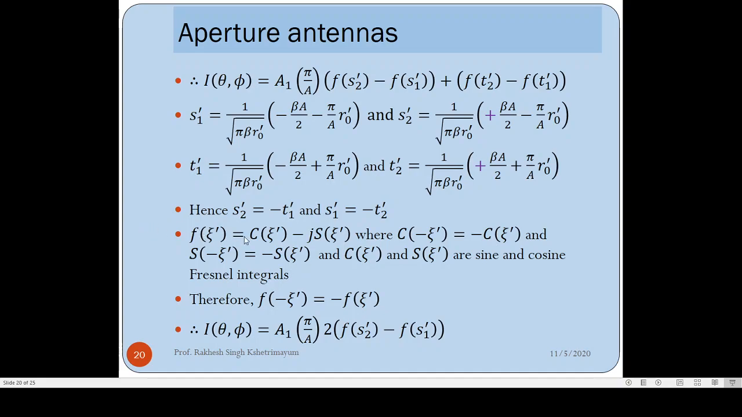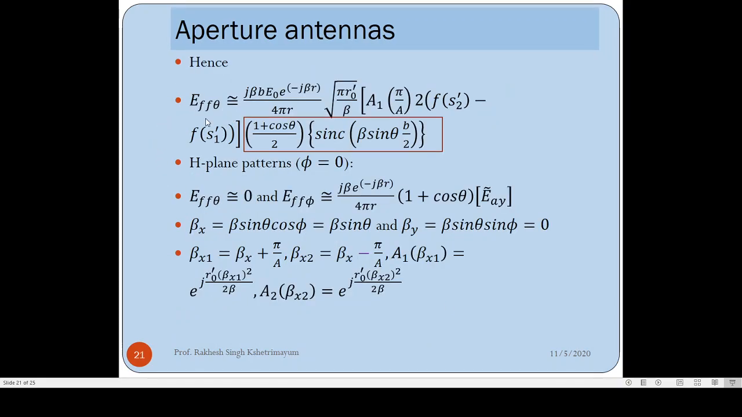This function f is dependent on the cosine and sine Fresnel integrals, and it is known that sine and cosine Fresnel integrals are odd functions. That means C of minus xi dash is equal to minus C of xi dash, and S of minus xi dash is equal to minus S of xi dash. So this function itself is also an odd function, f of minus xi dash is equal to minus f of xi dash. So the final expression you have for I will be a1 pi by a times 2 times f s2 dash minus f s1 dash.